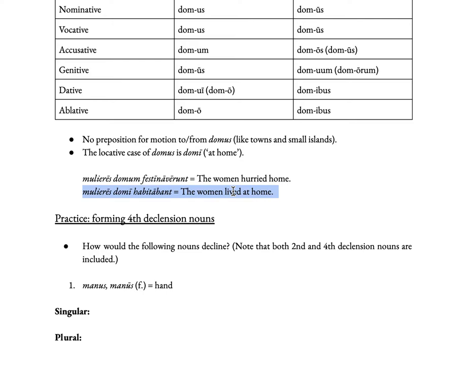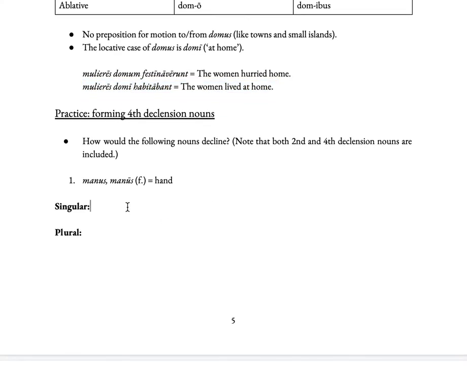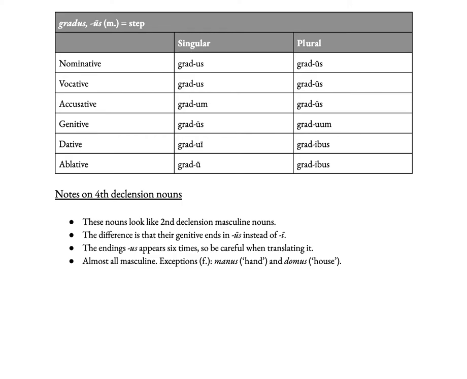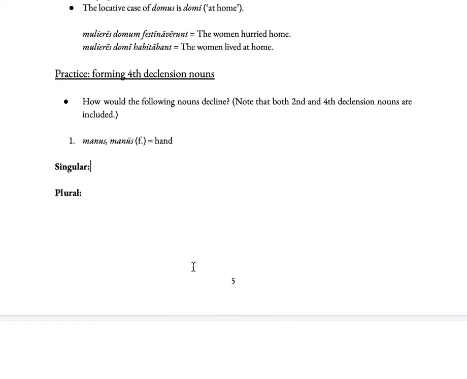Okay, and then here you can see there is a bit of practice forming these. With manus, how would you form it? Well, manus, meaning a hand, is regular, so you can just follow the pattern here. Manus, manus, manum, manus, manui, manu. I'm going to write it on this Word document, and then I'll paste it up here. So you'll have manus, manus, manum, and then, as you can see, manus, manui, manu. So there's the singular.